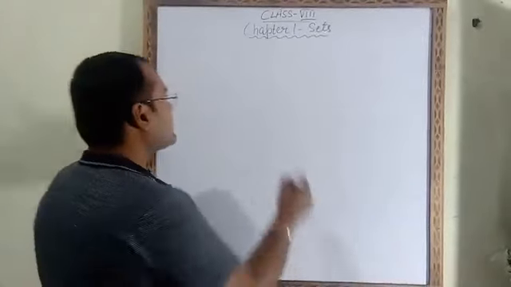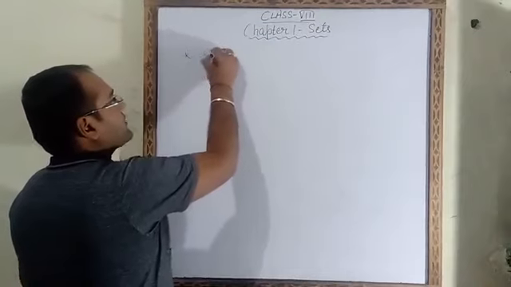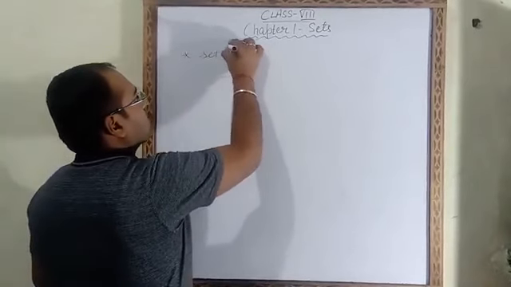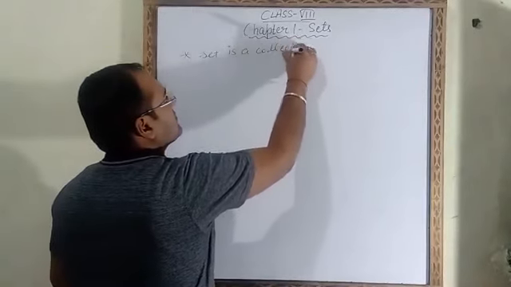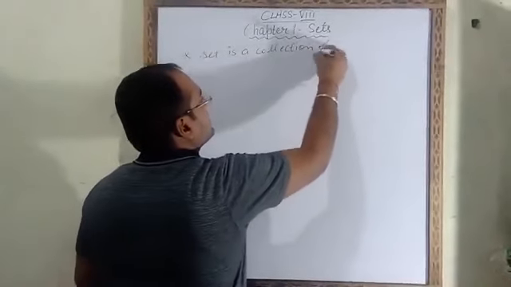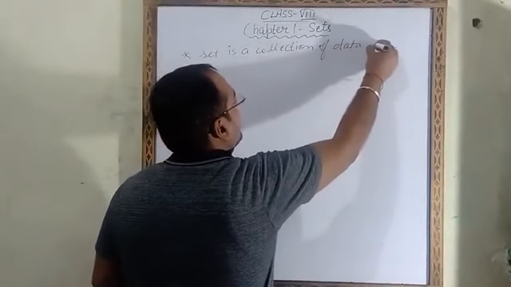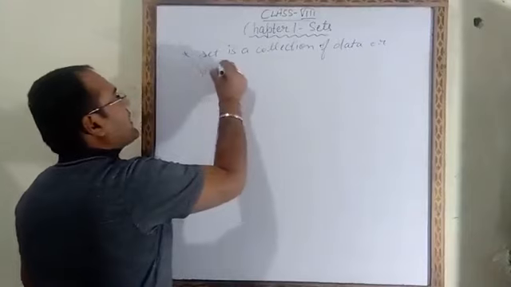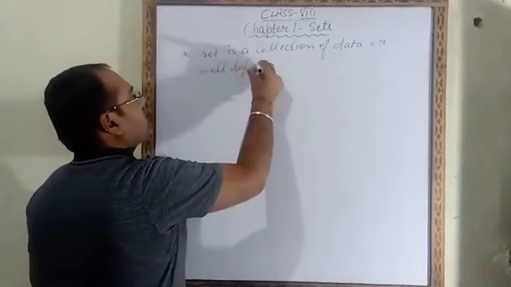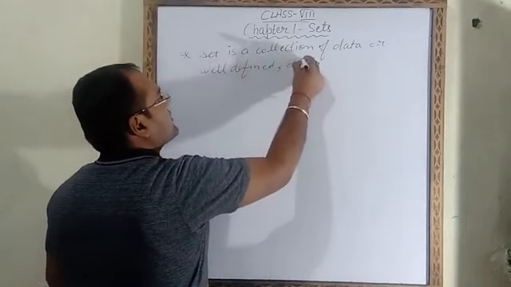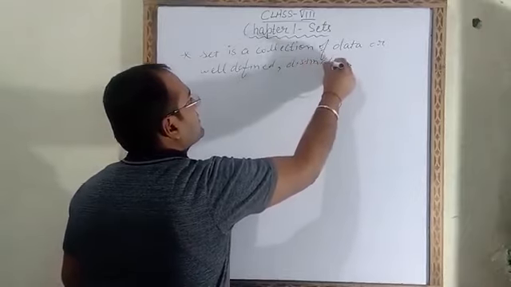What is set? Set is a collection of data or well-defined distinct object.